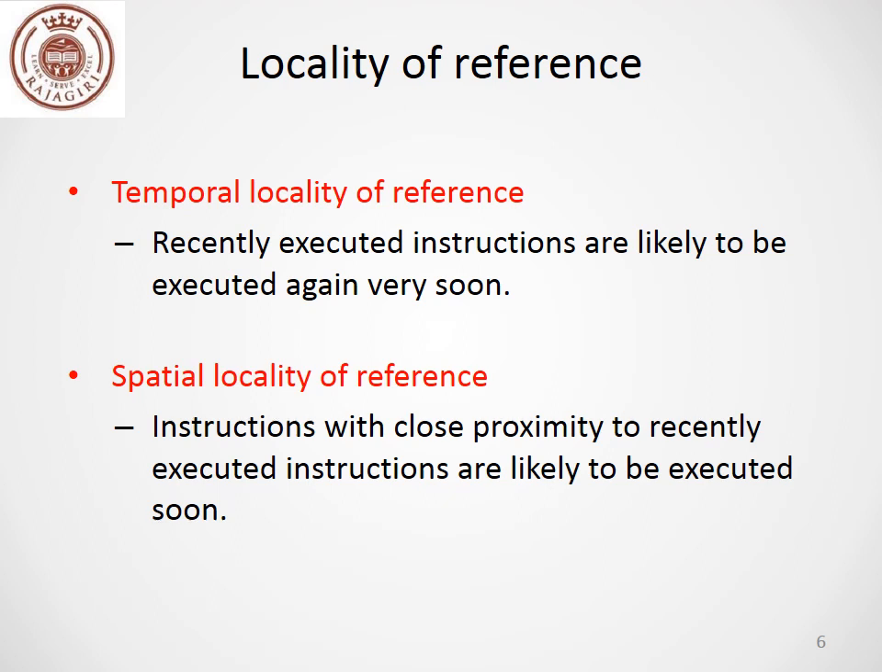Next one is spatial locality of reference. Here, it is defined as the case where the instructions with close proximity to each other, or close proximity to recently executed instructions, are very likely to be executed again soon. So, this is what is known as temporal and spatial locality of reference.